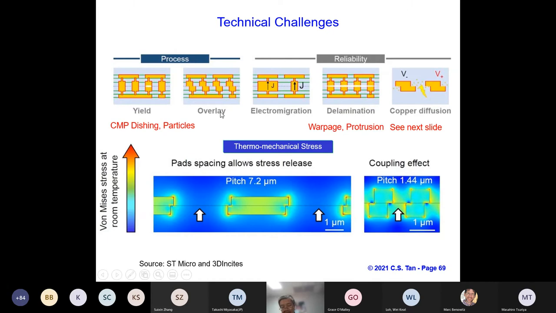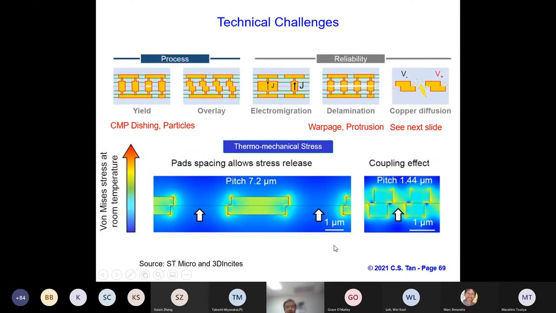Of course, the good news here is that if you go with wafer to wafer, then basically you can achieve much better wafer to wafer alignment. Of course, there are also other reliability issues that I show here. One thing has to do with electromigration, especially when you have voids to begin with. Delamination because of warpage or protrusion. And also, how do you make sure that copper doesn't diffuse into your dielectric and get into your active circuit?